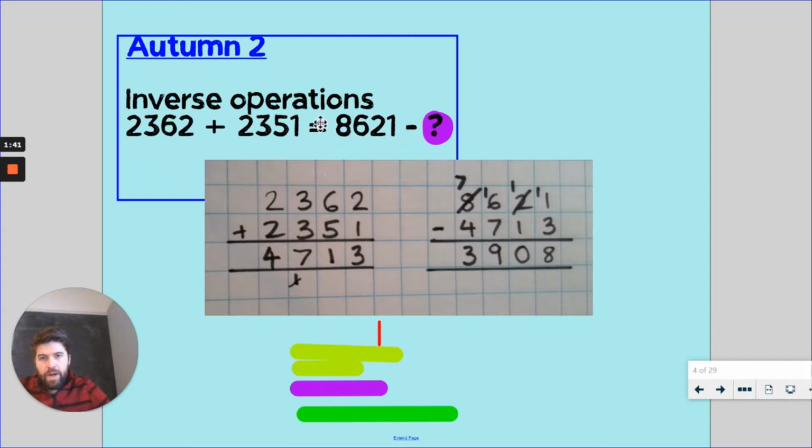Now we know that the equal sign tells us that what's on this side of the equal sign must be the same as what's on this side of the equal sign. When we get to the end, we're going to have two equal values either side. So let's have a look at what we've got.